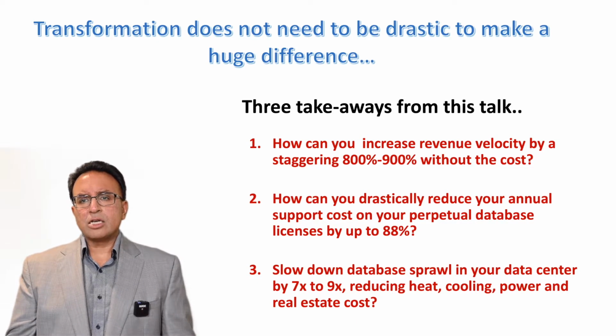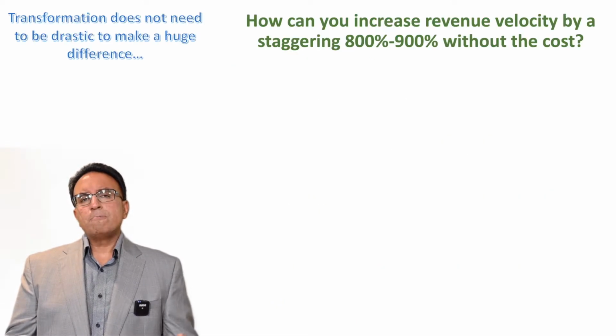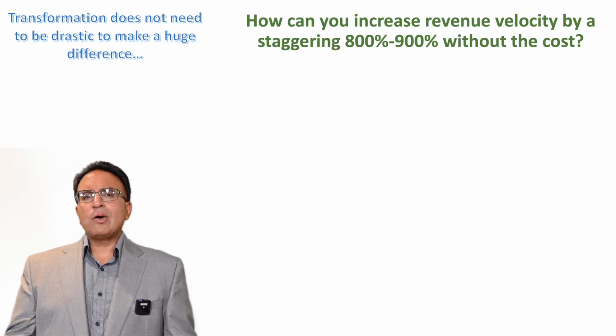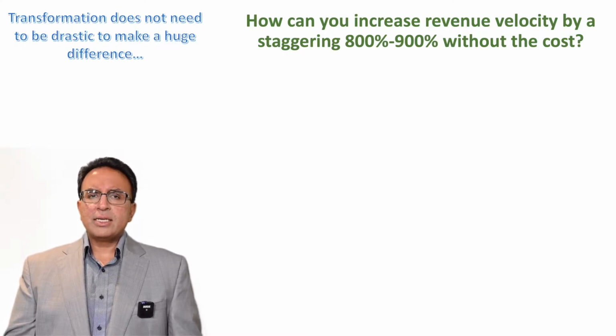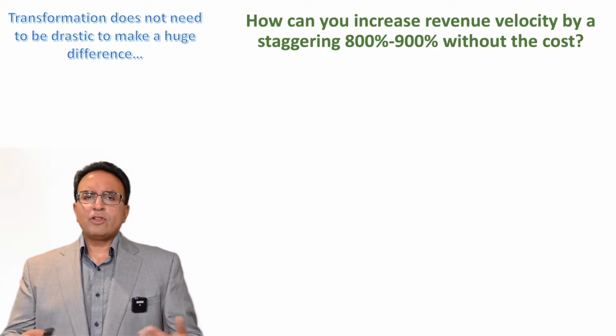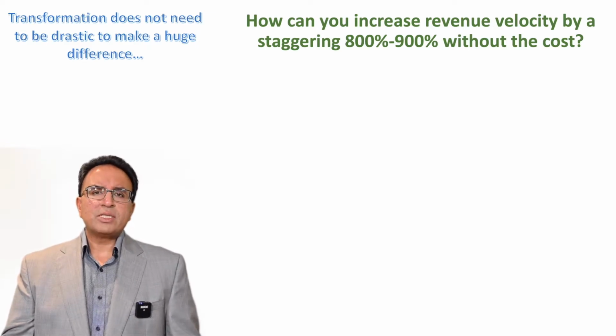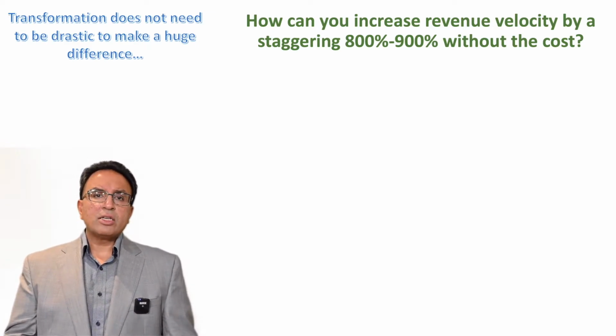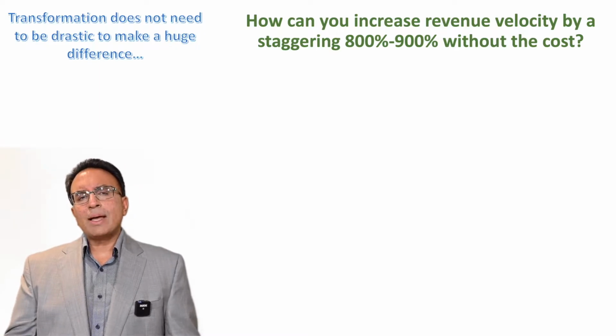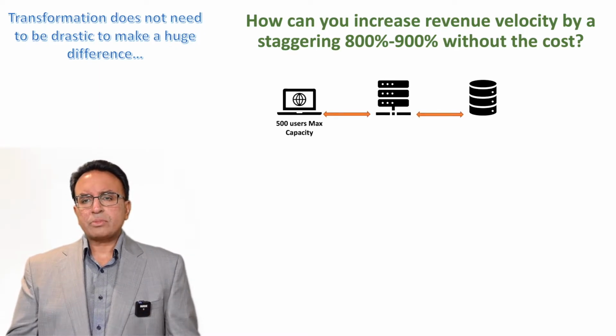So let's talk a little bit about increasing revenue velocity. How can you actually increase the velocity of your revenue by 800 or 900%, without scaling out your architecture? For that, I just need to talk about this particular diagram. I'm going to use this diagram to talk about it.